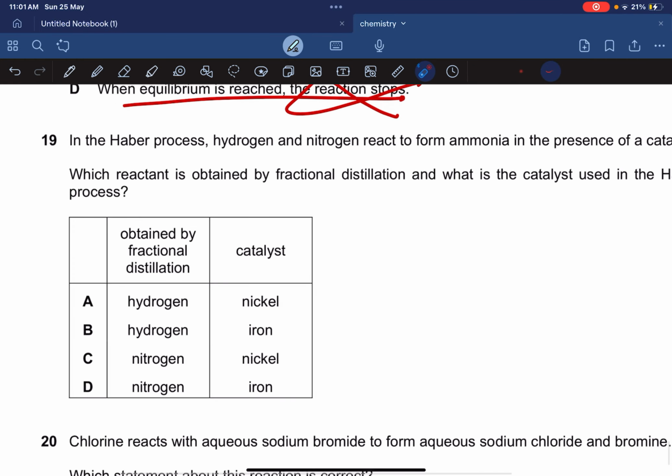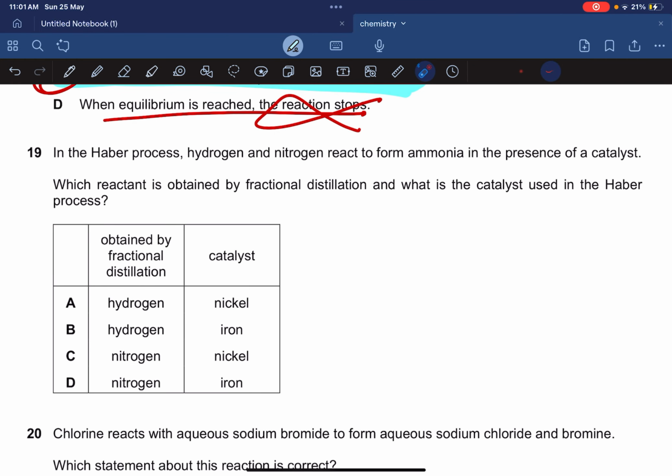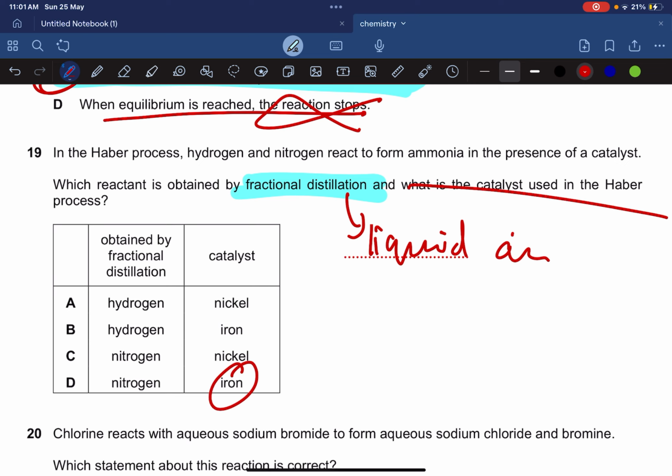Okay? Let's read question 19. In the Haber process, hydrogen and nitrogen react to form ammonia in the presence of a catalyst. You know it's going to be an iron catalyst. Which reactant is obtained by fractional distillation? That's surely going to be nitrogen. You get nitrogen by the fractional distillation of liquid air. And which catalyst is used? That's going to be the easiest one. The catalyst is going to be iron, and the substance obtained by fractional distillation is going to be nitrogen.